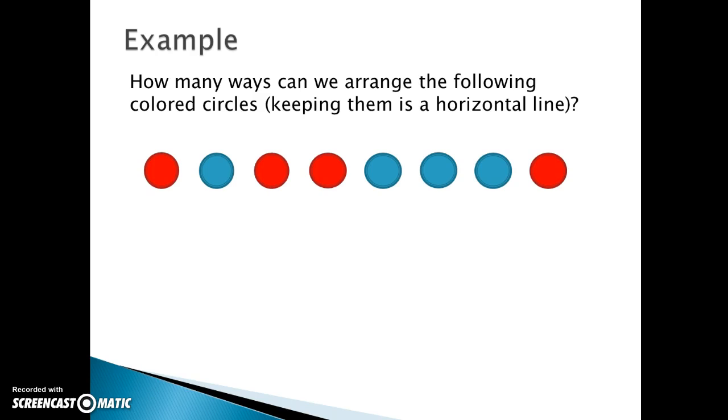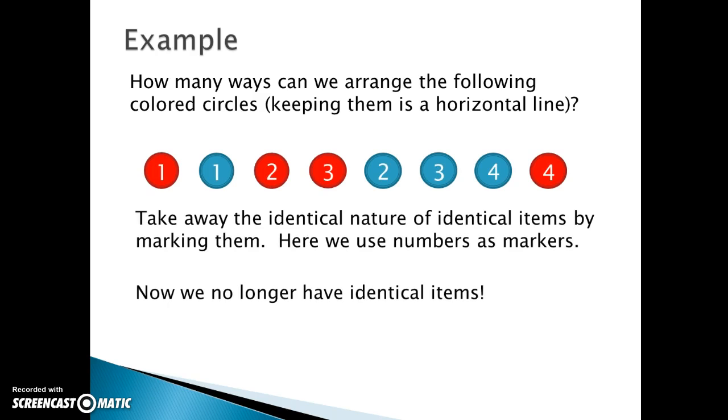So here's an example that we're going to walk through so we can understand the formula that we can use later on. Let's determine how many ways we can arrange the following colored circles, keeping them in a horizontal line. The first thing that we need to do is take away the identical nature of the identical objects by marking them. We can mark these by number, by letter, by putting some dots on them. In this case, I've decided to mark them with numbers.